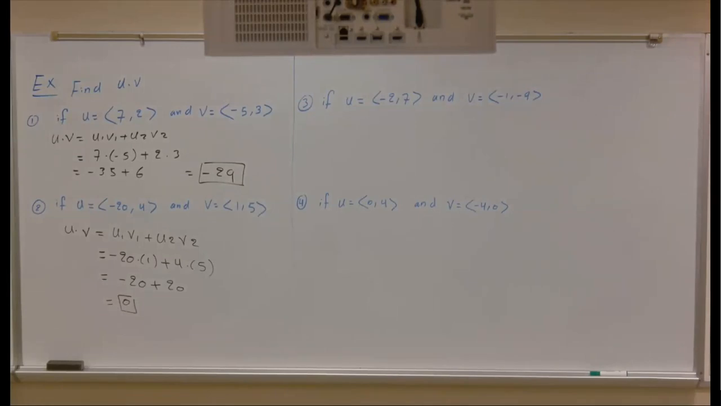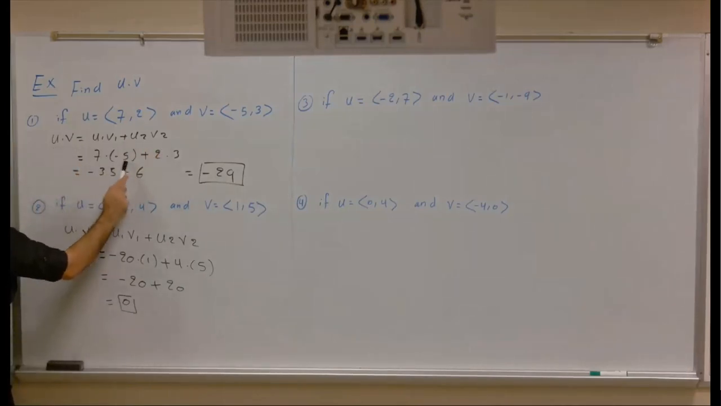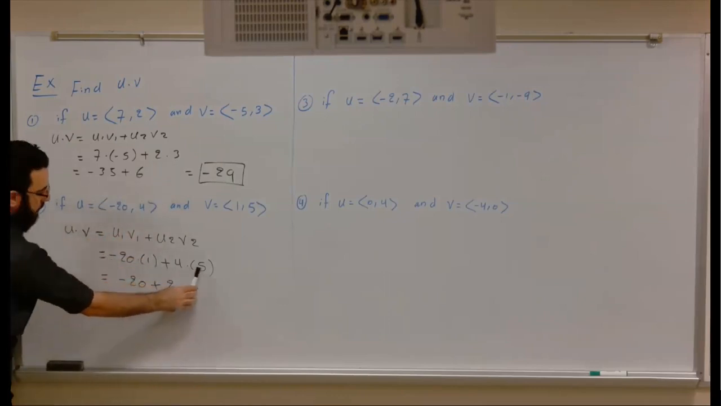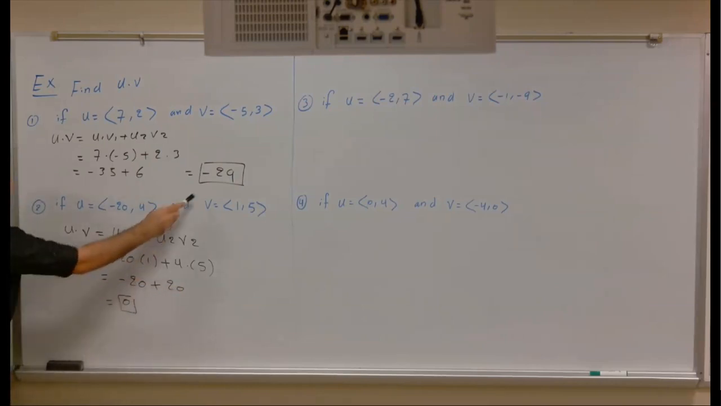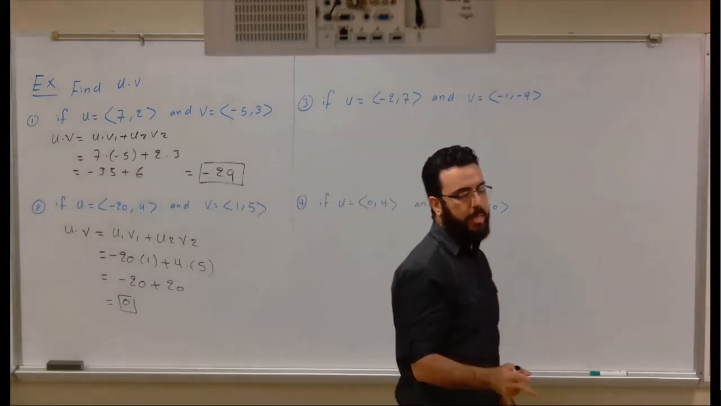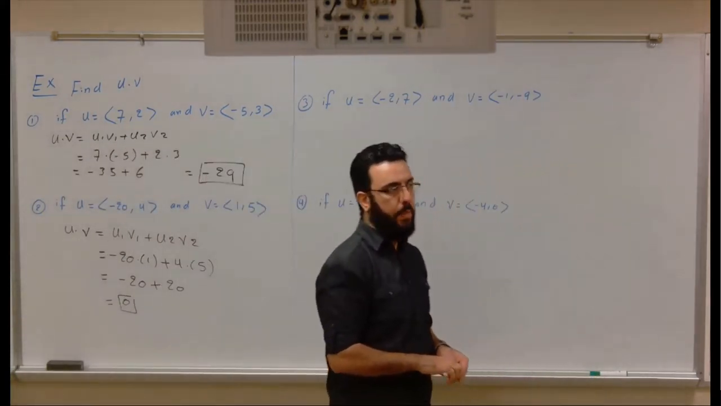So you see, we're just using the rule. U and V, use the dot product, U dot product with V. Here's the rule. Multiply, multiply, and add. Same thing here. Multiply, multiply, and then you're gonna add. The result always is going to be a number, okay? The result for dot product between two vectors is going to be a number.